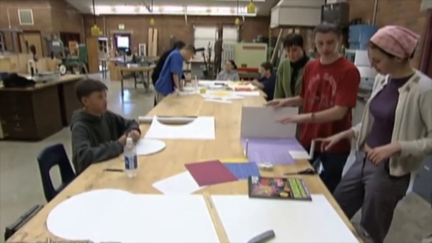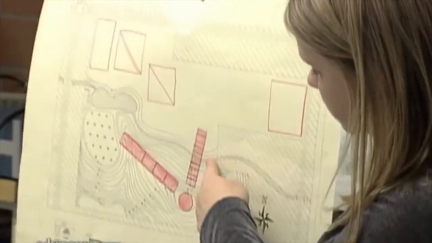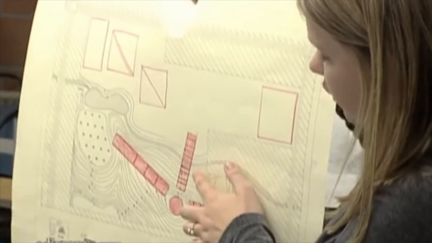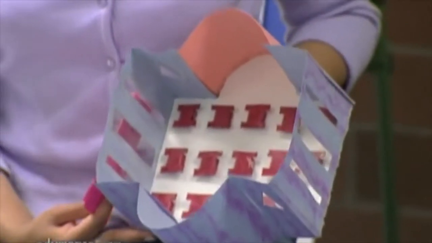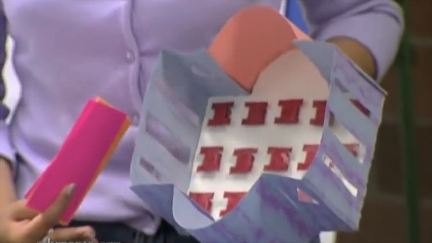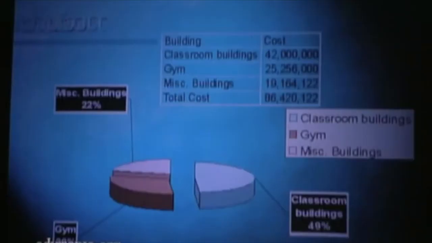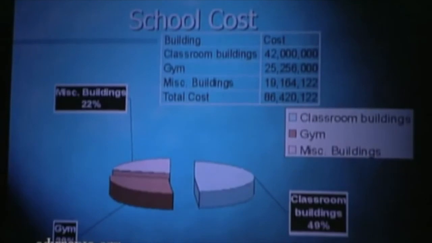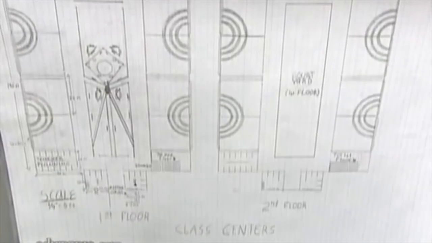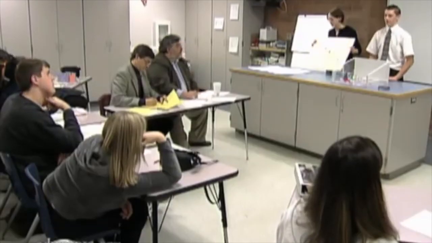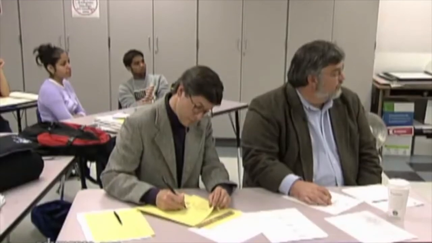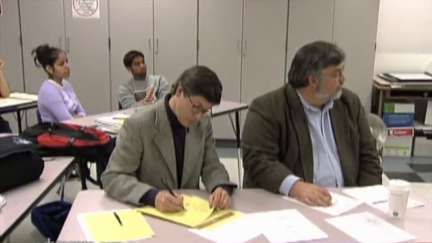At the end of the project, each team is required to submit a site plan for their school, a floor plan, a scale model of at least one room, and a cost estimate for construction. Our total cost was $86,420,122. Teams submit a written proposal and give a final oral presentation to a team of architects who volunteer their time to judge the relative merits of the proposals.